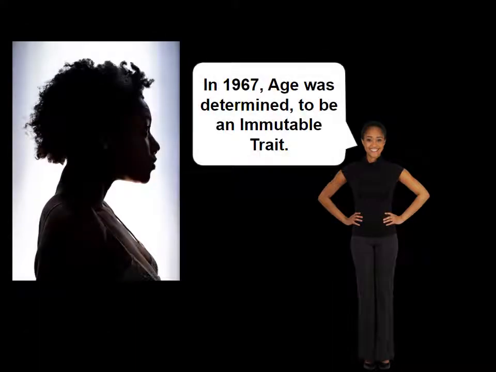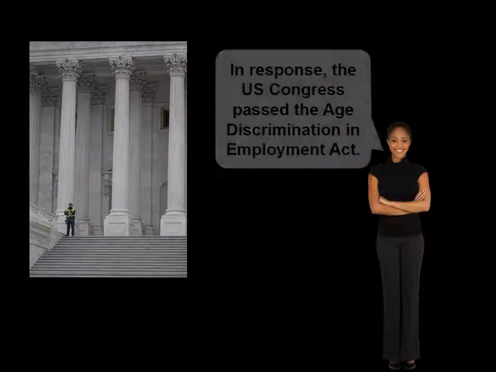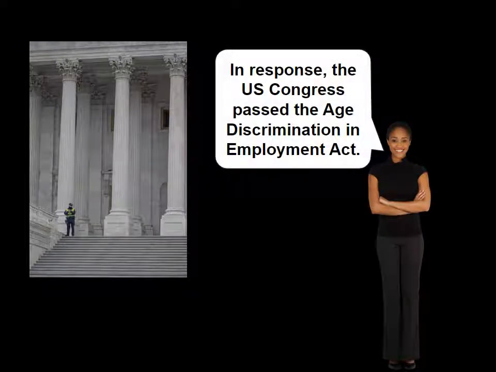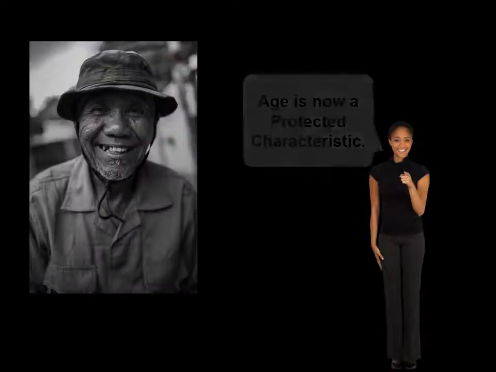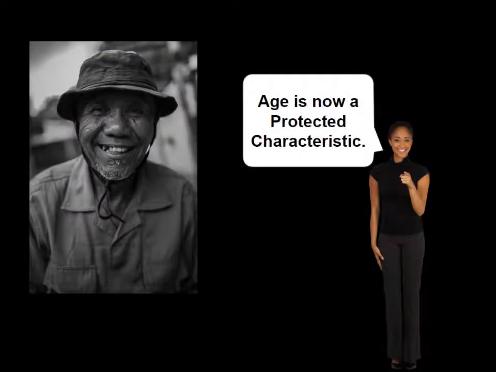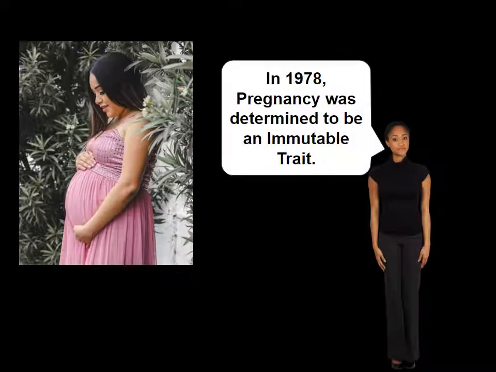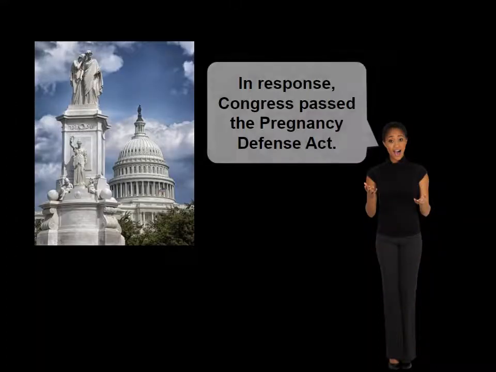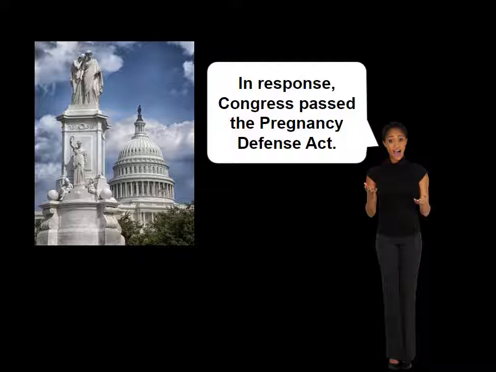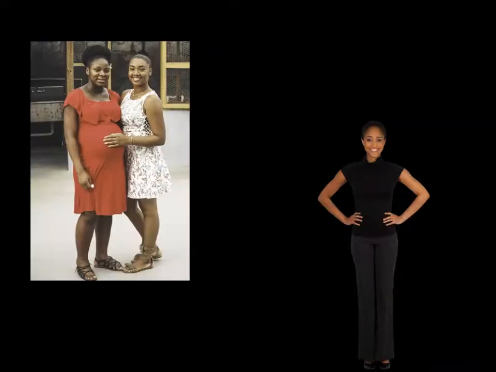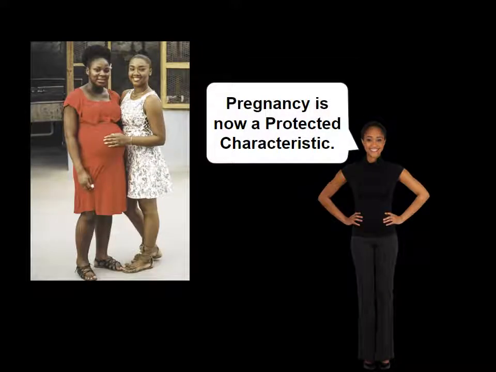In 1967, age was determined to be an immutable trait. In response, the U.S. Congress passed the Age Discrimination in Employment Act. Age is now a protected characteristic. In 1978, pregnancy was determined to be an immutable trait. In response, Congress passed the Pregnancy Defense Act. Pregnancy is now a protected characteristic.